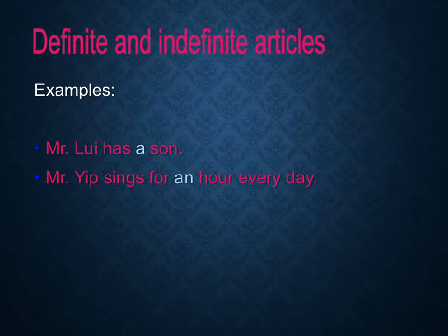For example, Mr. Lui has a son. And Mr. Yip sings for an hour every day. An hour every day. Okay, son, hour, they are singular and also they can be counted. Like one son, two sons, three sons, an hour, 2 hours, 3 hours. Okay, singular, countable. So we use a and an for indefinite articles.